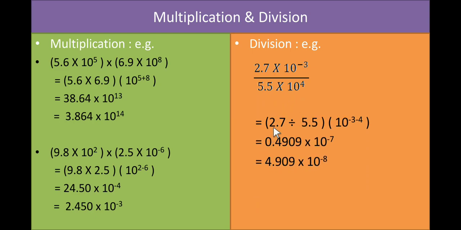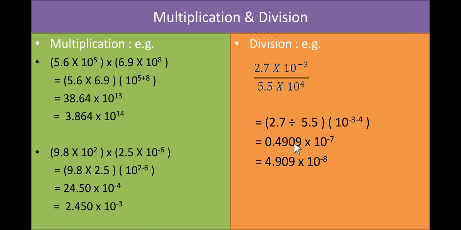Now we divide separately 2.7 divided by 5.5 and the exponent term. If we divide the exponent term, the exponents will be subtracted. So 10 to the power minus 3 divided by 10 to the power 4 is 10 to the power minus 3 minus 4. This term becomes 0.4909 and this term becomes 10 to the power minus 3 minus 4, that is minus 7.